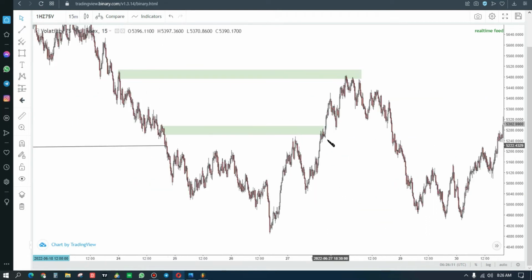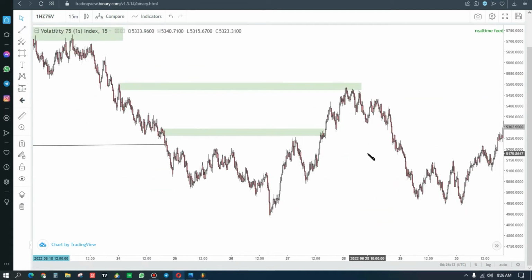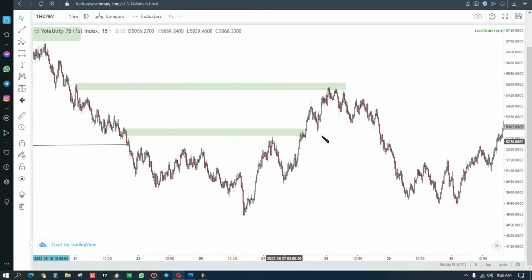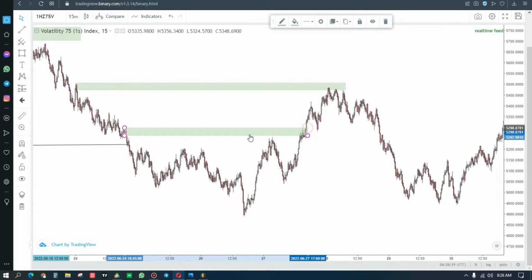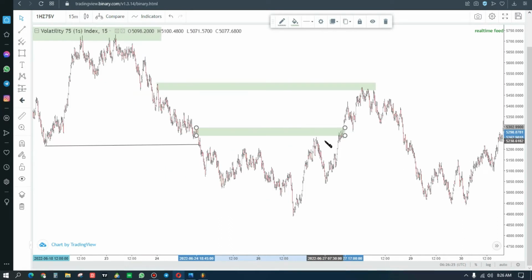I don't know, this pair doesn't move a lot, so you would have risked less. But what if this supply didn't hold? What if the supply here didn't hold? So you would have been losing trades again and again, trying to catch a falling knife.